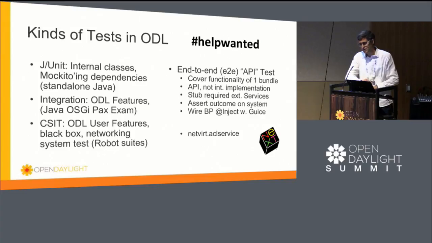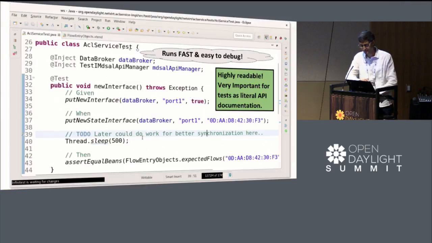And what you want to be doing in these end-to-end API tests is wire together your bundles, wire together your objects in your single bundle internally the way that you are at production time, but replace the references to the external services. The way this looks like in practice, this is the example test that we're exploring this on, is something like this. An ACL service test. You inject the data broker, you inject test MDCell API manager. This is an external service.